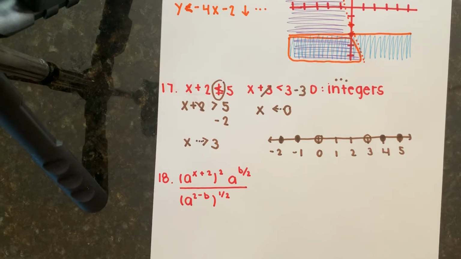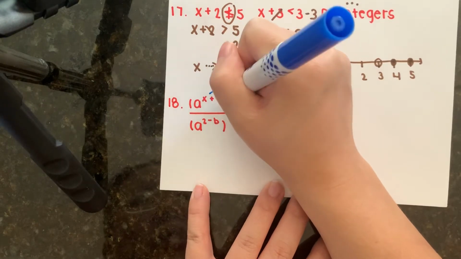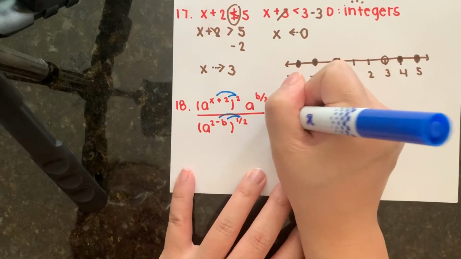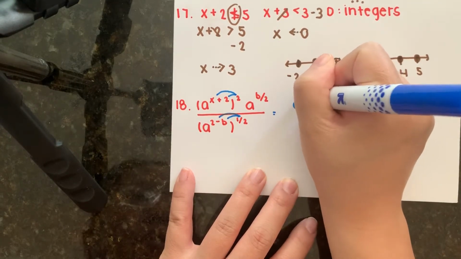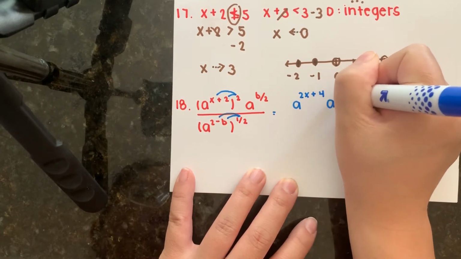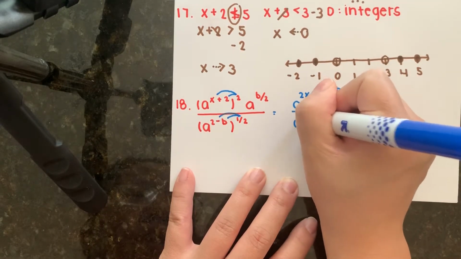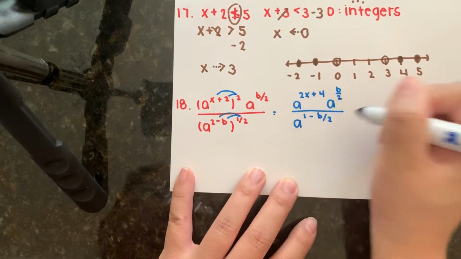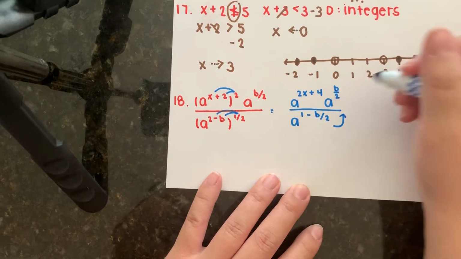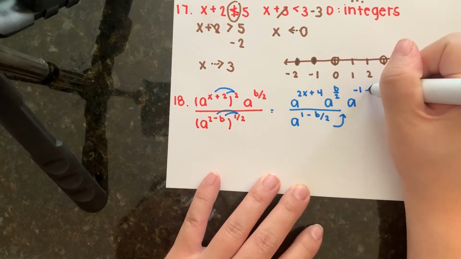Now looking at number 18, the first thing that we're going to do is we're going to distribute the 2 to the exponent and then the 1/2 to the exponent. So that would give me a to the power of 2x plus 4, a to the power of b over 2, over a to the power of 1 minus b over 2. Now I want to bring this all to the top, which means that when you bring it to the top, it's going to flip from positive to negative or negative to positive. So my 1 is going to become -1, and my b over 2 will be positive b over 2.